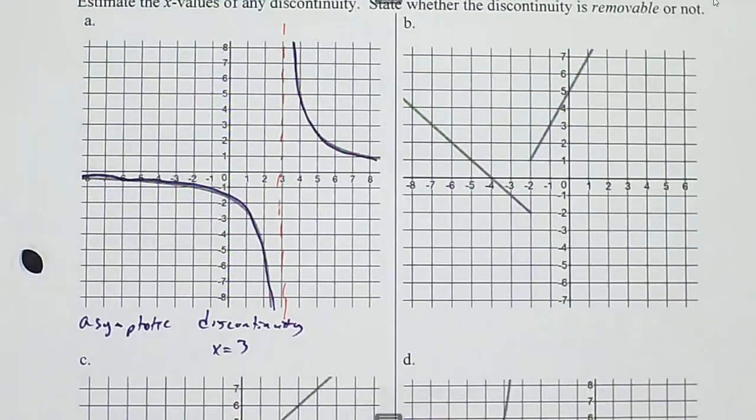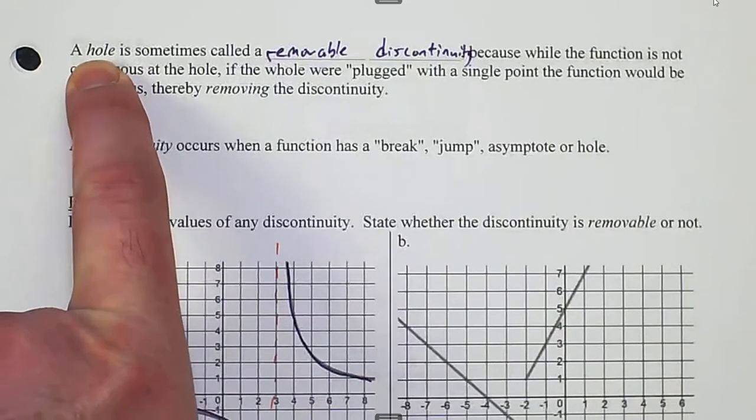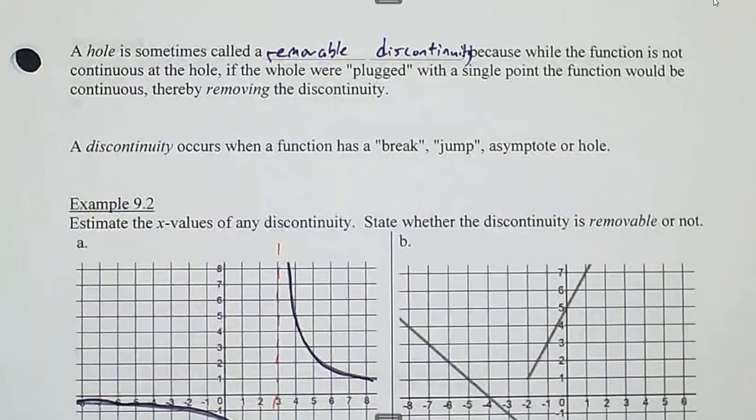I want you to write that in your notes because eventually I really want you to know those words. However, for this unit's test, I just want you to be able to identify two things about discontinuities: the x value where they occur and whether they are removable or not. So what kind of thing is a removable discontinuity? We just wrote it down. A hole. Anything else is not removable. Okay? It has to be a hole to be removable.